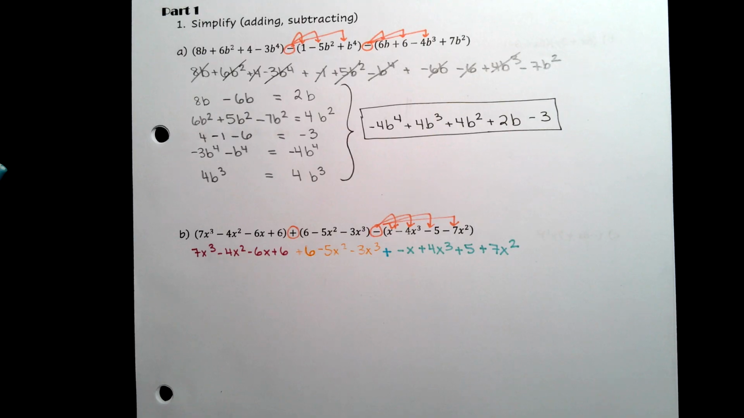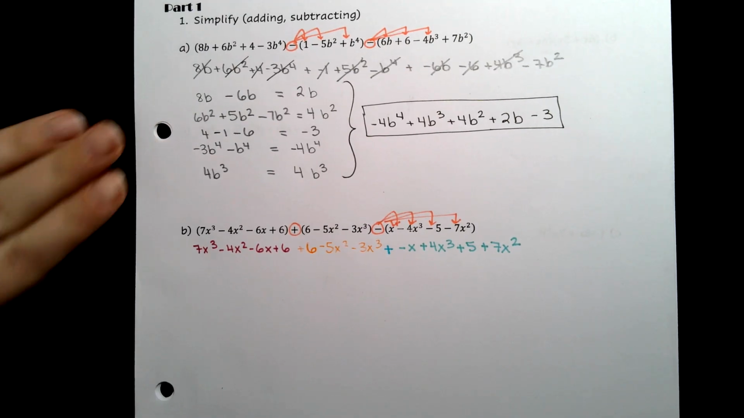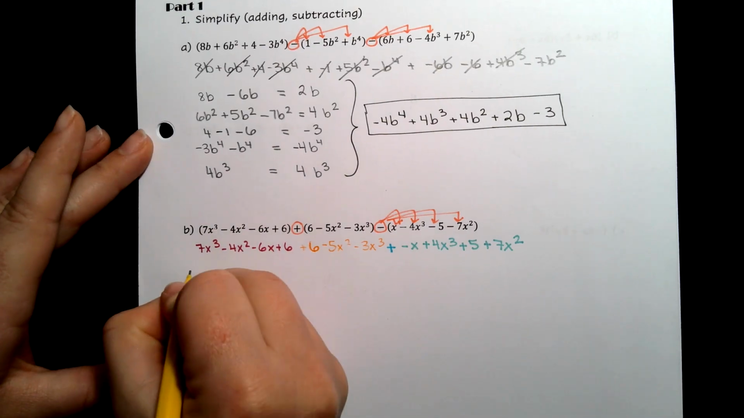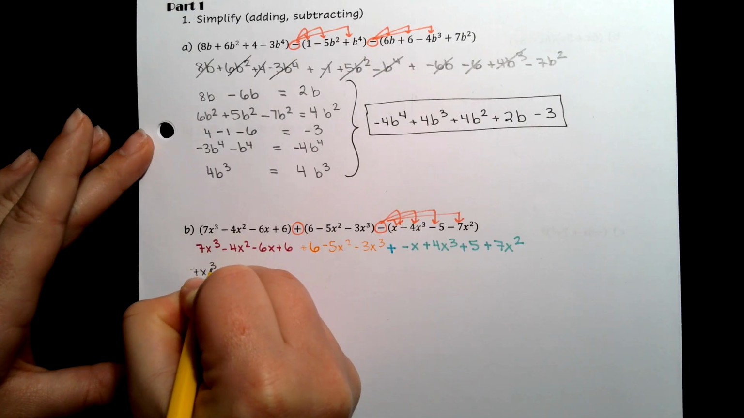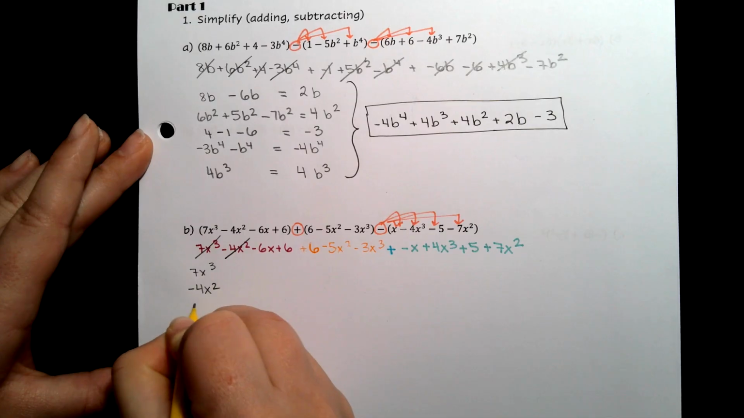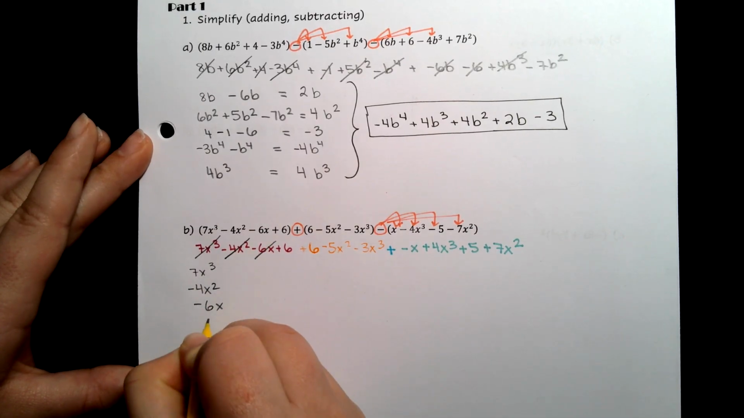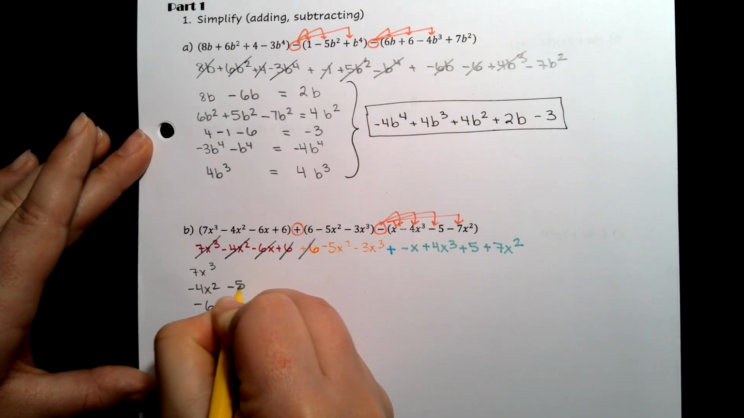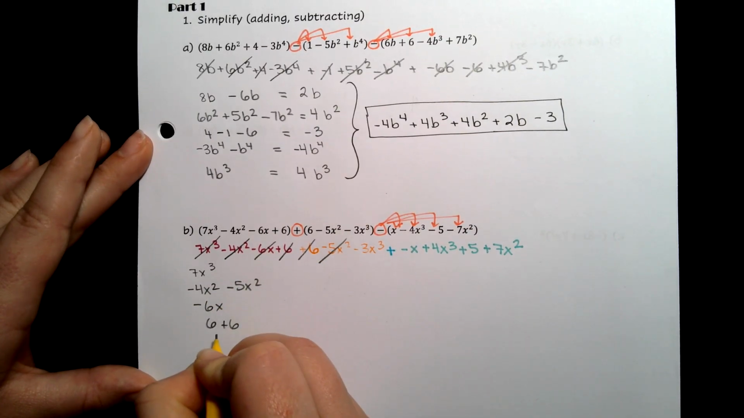We're going to do exactly the same method as before in part 1. I am going to hopefully, in this video, start skipping a little bit with similar questions just to make these videos a little bit shorter. So again, we're going to line them up. So here's 7x cubed. That goes away. Negative 4x squared. That's gone. Minus 6x plus 6. I have another 6. Minus 5x squared. Minus 3x cubed.